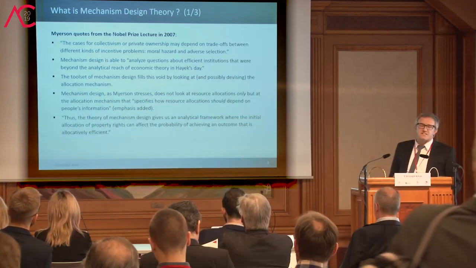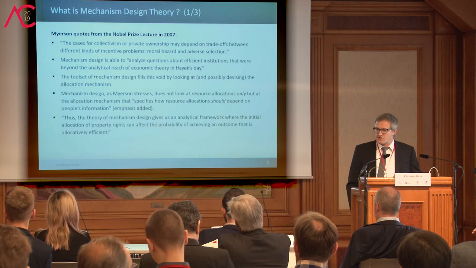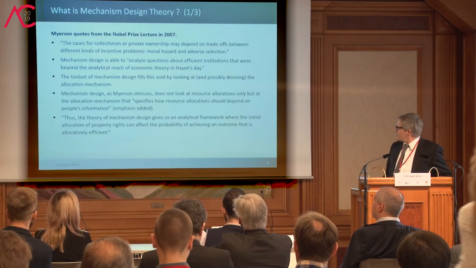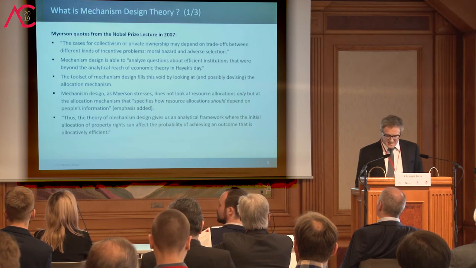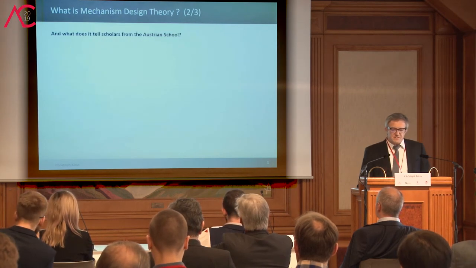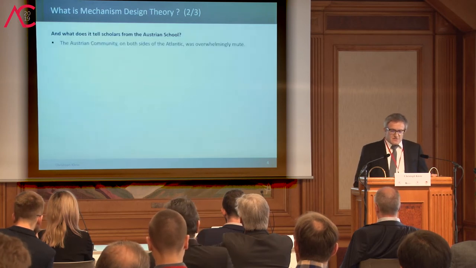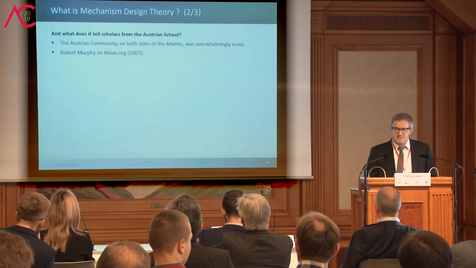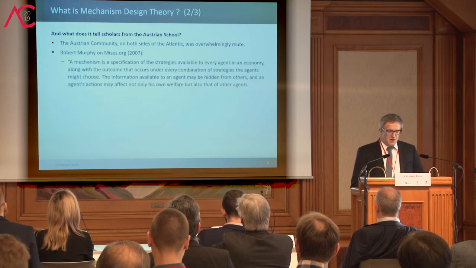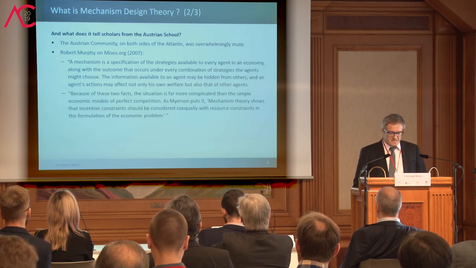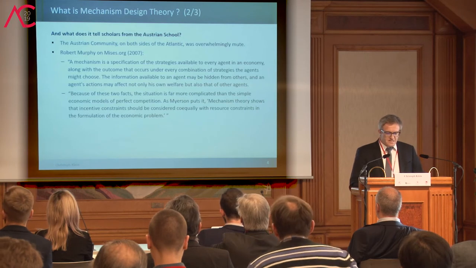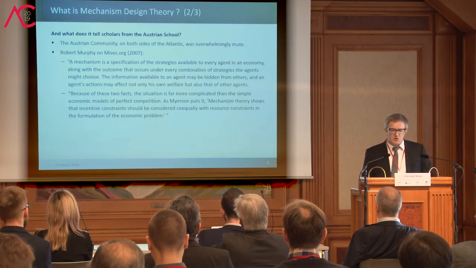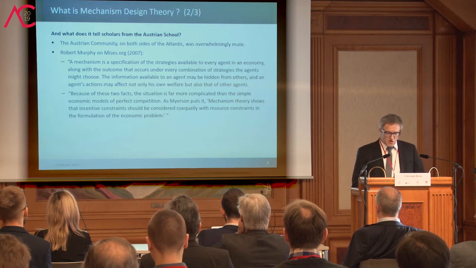And what Myerson is saying is, okay, now we have the tool set not only to look at resource allocations, now we can talk about institutions and incentive compatibility. So they now have a kind of tool set with which to work. So what does it tell scholars from the Austrian school? What I'm saying is that on both sides of the Atlantic, they were mostly mute except one guy, Robin Murphy. He was talking yesterday and I had a quick chat with him about it. He has been commenting on it. In the second quote, he says mechanism theory shows that incentive constraints should be considered co-equally with resource constraints. So there's nothing wrong with it.